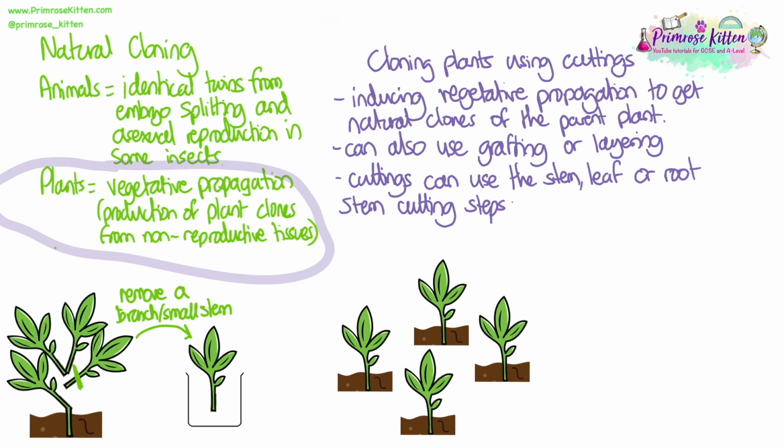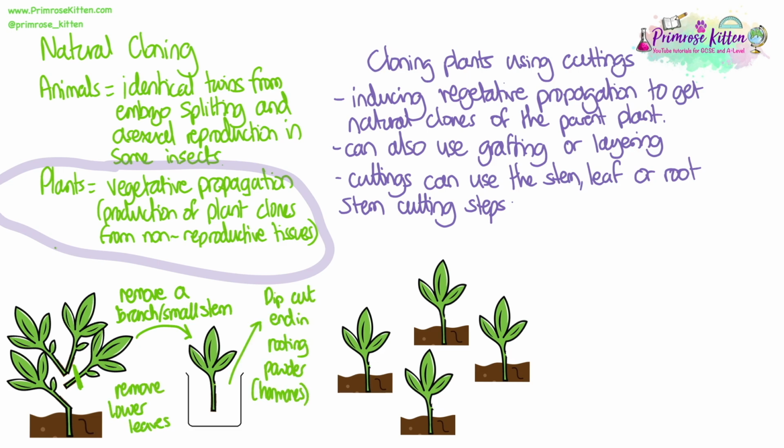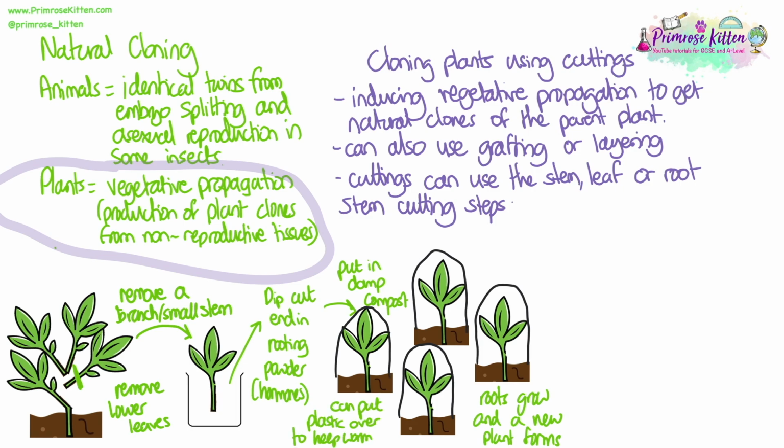So in this case, you remove a whole branch or a small stem from a larger plant. Then you remove the lower leaves, and the cut end is dipped into rooting powder, which contains growth hormones. Then you put each of these cuttings into damp compost, and the roots begin to grow and a new plant will form. You can also cover them in plastic, like a plastic bag, in order to try and improve the growth. It keeps them warm, it keeps the air around them humid, and it helps to encourage root growth.